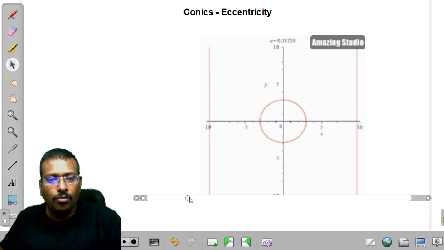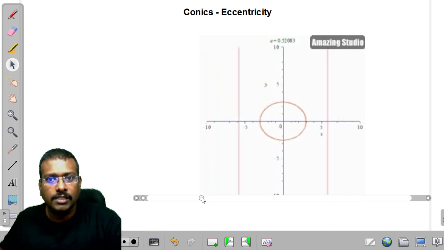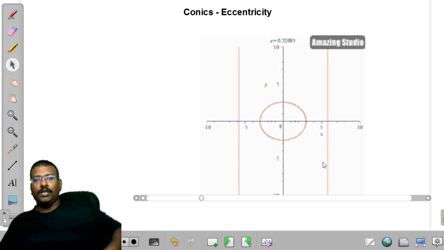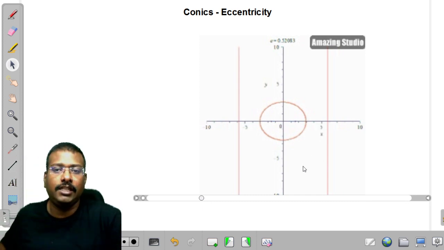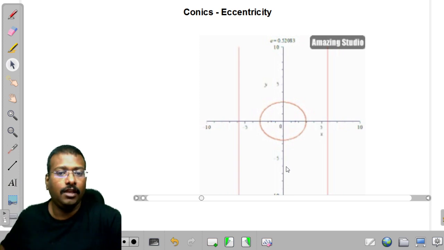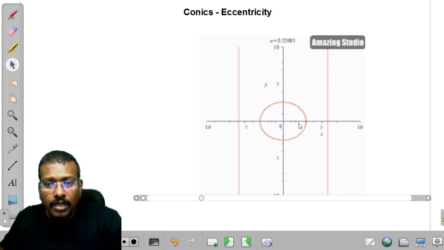Now if I increase the E value further, here if you observe, E value goes on increasing. If you subscribe to this, if you send your link, I can send these GIF files to you, my dear friends. Now here if E value goes on increasing, directrix are coming closer, focal points are moving away. Carefully observe in this video.